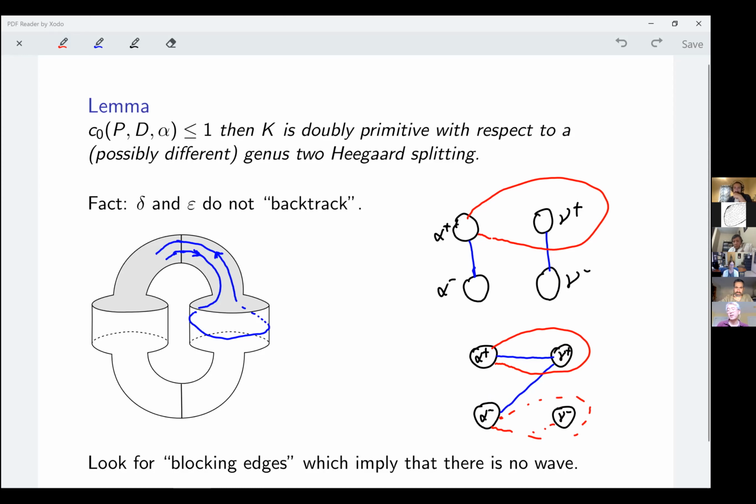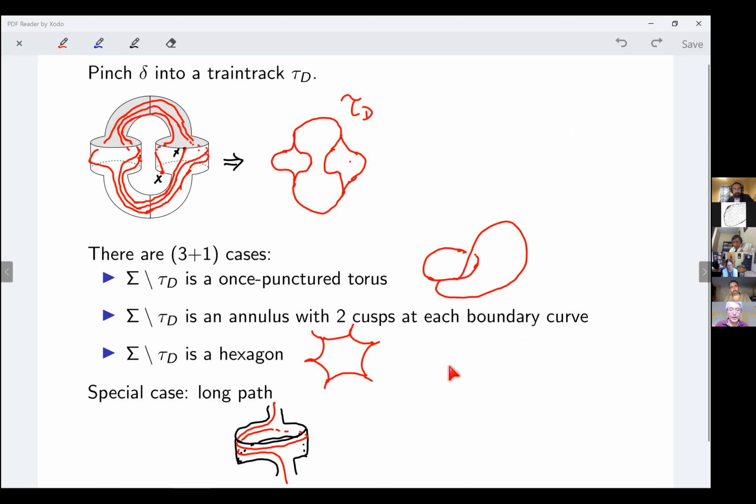But because of the hyperelliptic involution, if you see those two types of arcs, you automatically see those two types of arcs. So you have no wave at all. If you have those two, there's no wave at all. So if you see this backtracking, you can find those edges sort of blocking all the waves. Then you can prove the theorem this way.